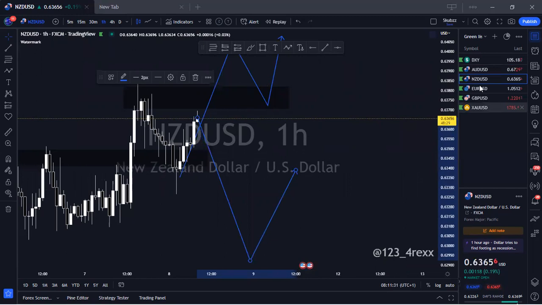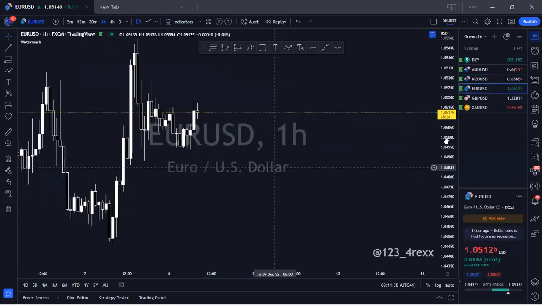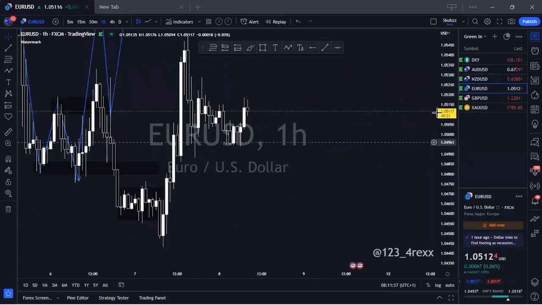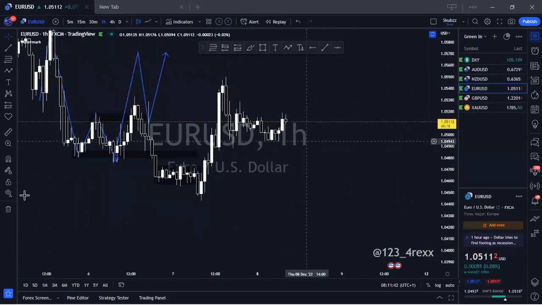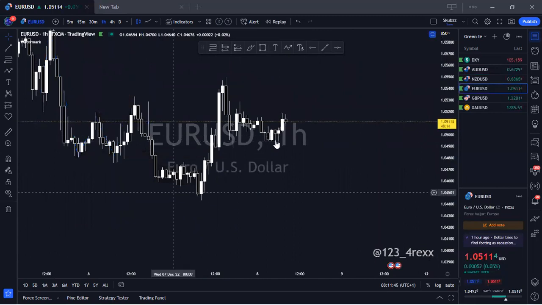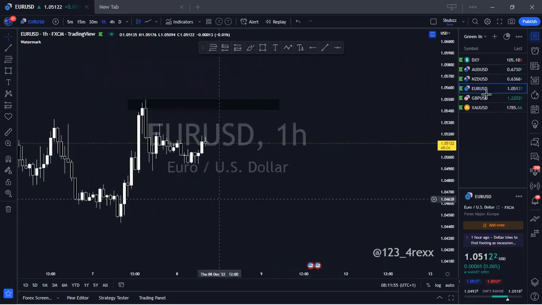That's all. Then Euro USD. This one, it's as if it's still inside that range. It's not really inside the range. Let's see. I feel I'm actually going to leave this one for now. I'm not going to touch it yet. Let me just highlight this high here and wait to see if price will get there. That's all. For now, I'm going to leave it alone.